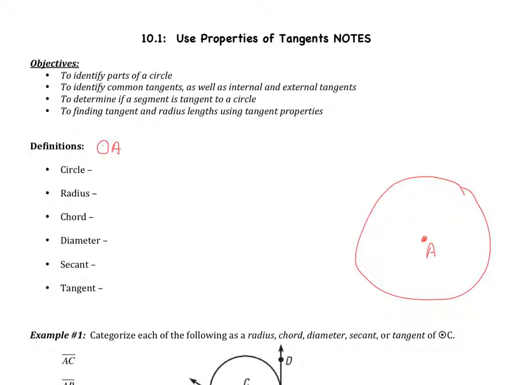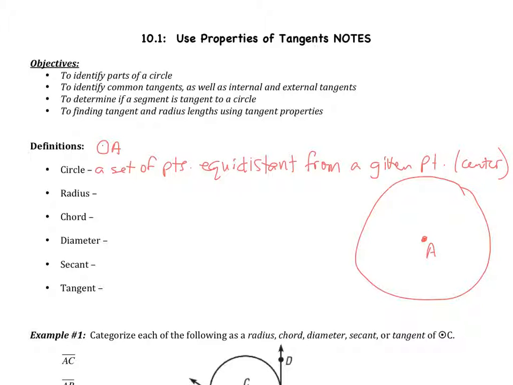So circle A, again, a circle is a set of points equidistant from a given point. And that given point is the center. All right? So they're all the same distance away. Now, what is that distance called? If I were to choose a point here, and I'll choose this point B, what is this distance called? That's called the radius.